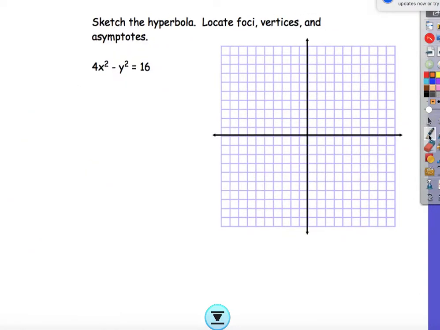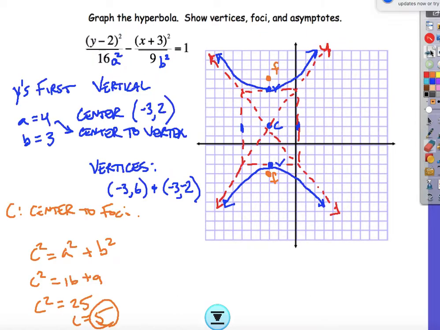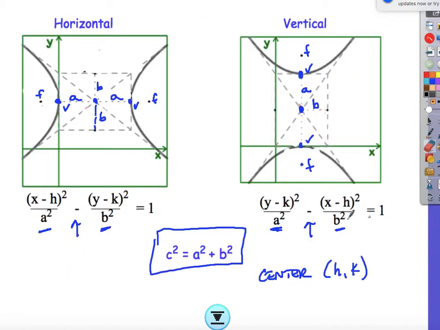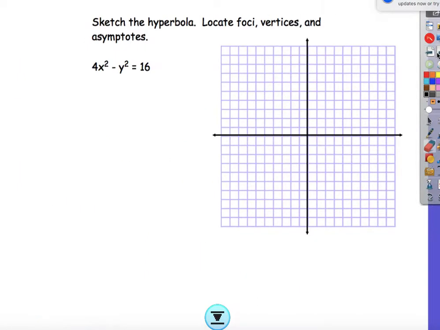All right, when I look at this, it looks a little bit odd. The equation looks weird. If I go back a couple, you'll notice the equations are supposed to equal 1, just like ellipses did. So if I want to make this equal 1, if I divide by 16, that'll do it. Okay, so now we just need to reduce. So this 4 over 16, that'll reduce. And then I'll have a minus y squared over 16, and then it'll equal 1.